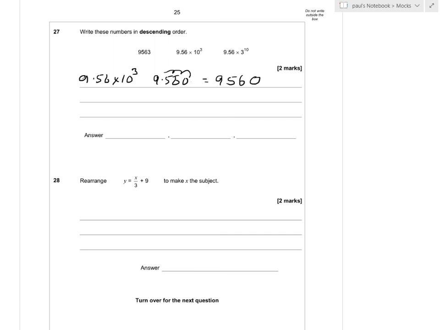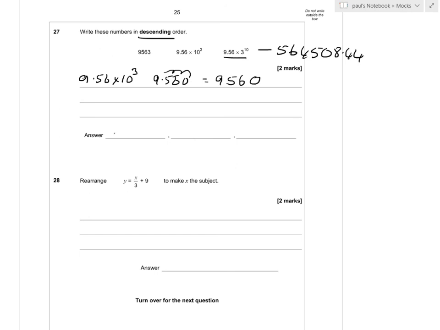9.56 times 10 to the power of 3. And the other one is 9.56 times 3 to the power of 10. It's quite a big number, that one. So this one on the calculator came out as 564,508.44. Now we've got to write them in descending order.